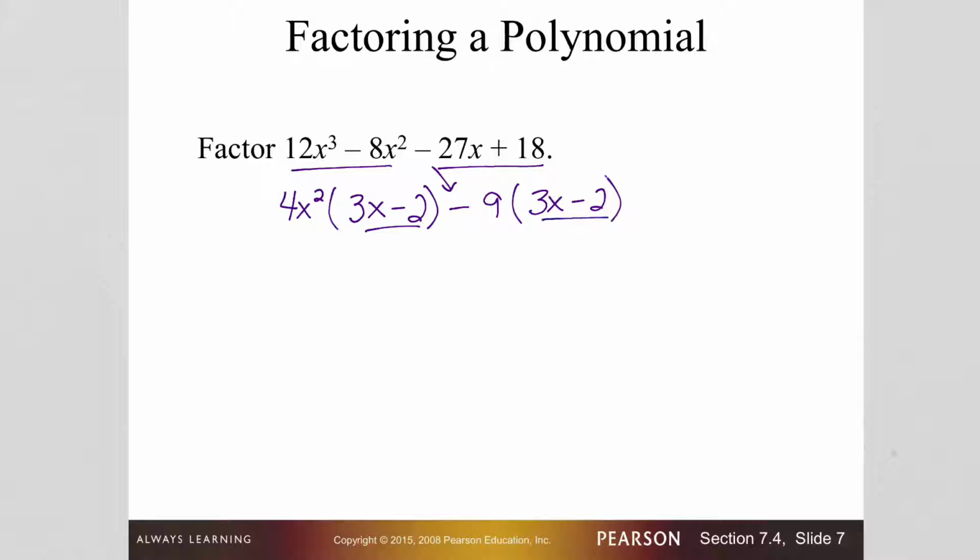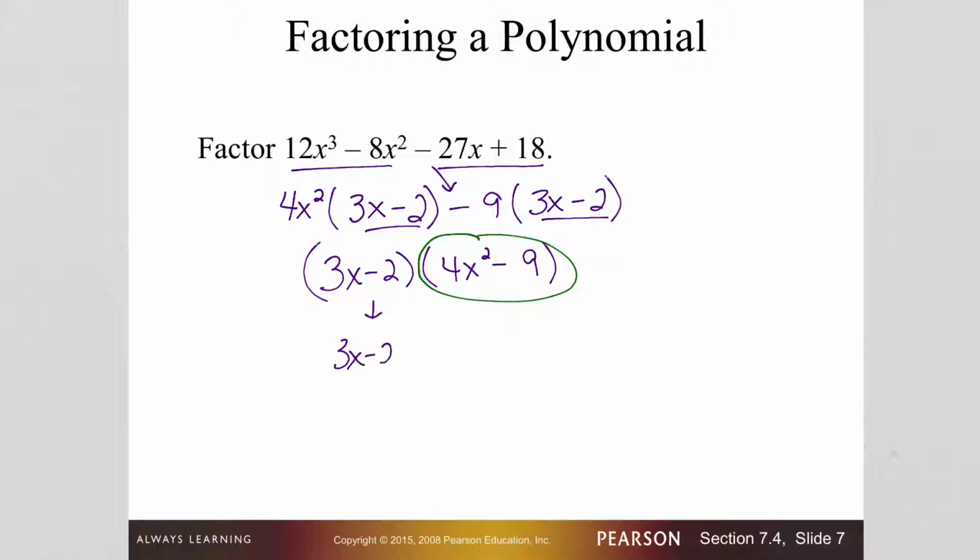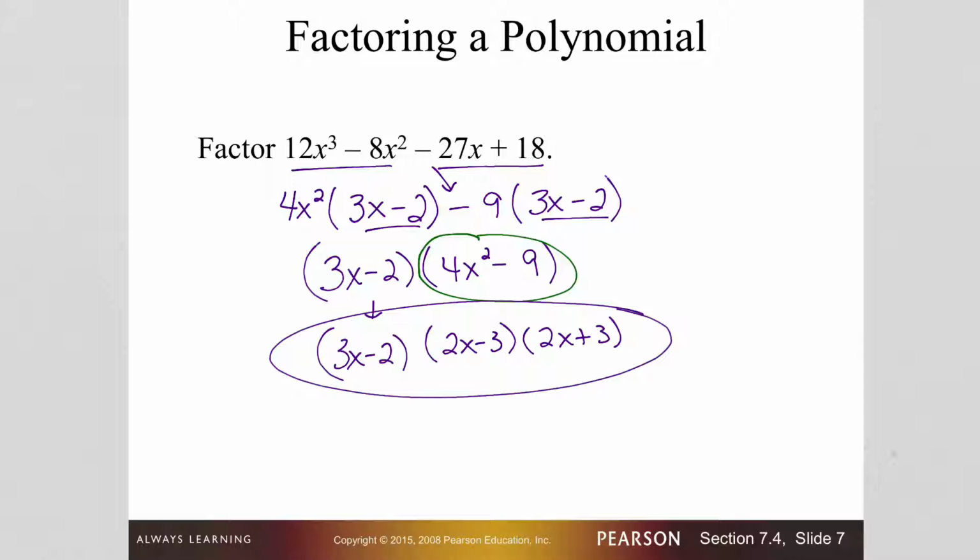And now this matches this. That's good. So I can factor out 3x minus 2, and I'm left with 4x squared minus 9. Now don't forget, always look and see if there's anything else you can do. And look at this. This guy right here is a difference of squares again. So this I'm just rewriting, and 4x squared minus 9 factors to be 2x minus 3, 2x plus 3. Now we're done.